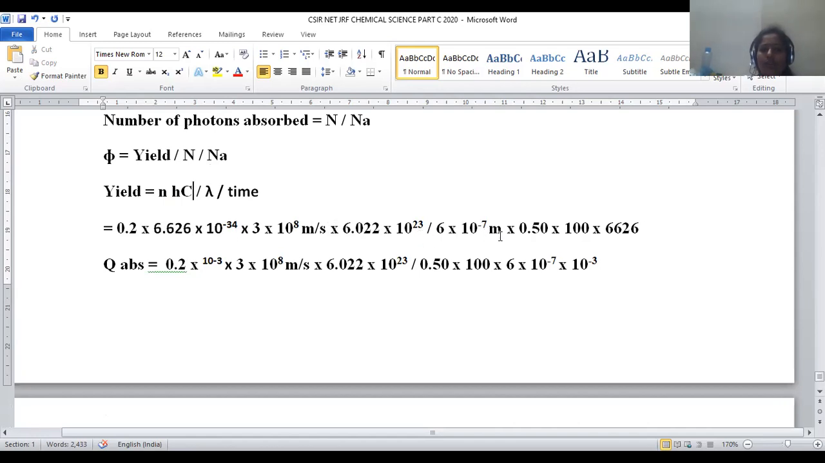2 into 10 to the power minus 7 is the lambda value which is provided. Within the problem, they provided 600 nanometers. We converted it into meters by multiplying with 10 to the power minus 9. 6 into 10 to the power minus 7 is the lambda value.